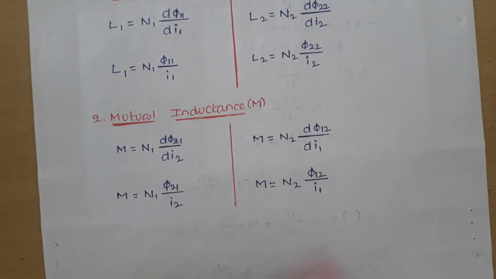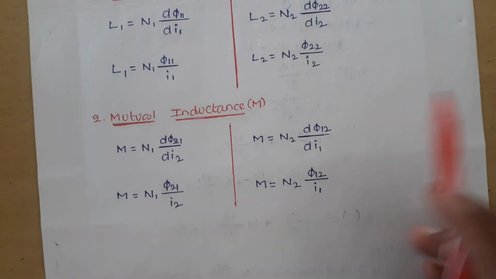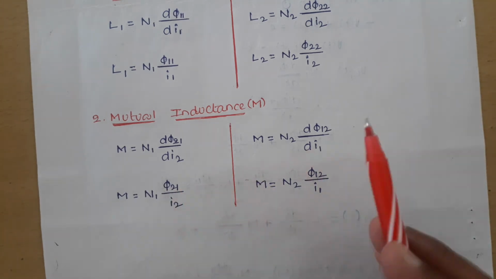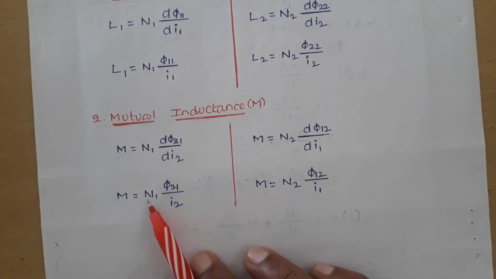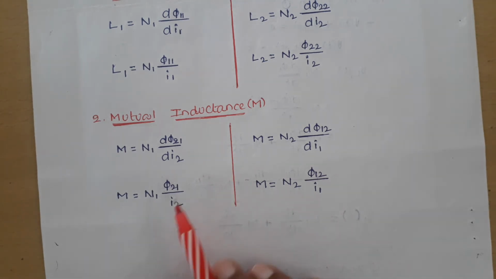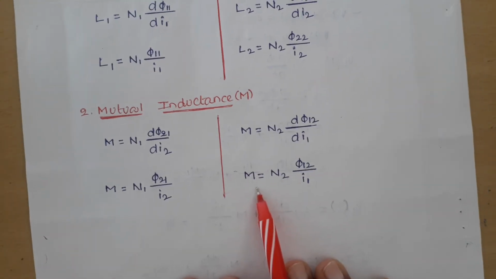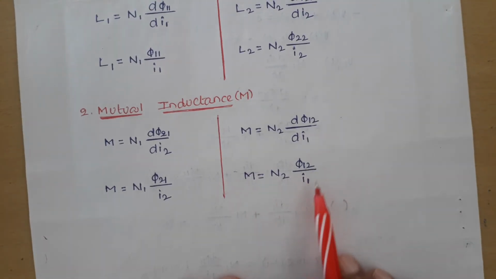I2 is the current related to coil 2. N1, the number of turns, is related to coil 1. Current relates to coil 2. Phi 2 is the flux which is touching both the coils. So here the number of turns relates to the first coil, current relates to the second coil, and flux relates to both the coils. Similarly, M is equal to N2 phi 12 by I1.